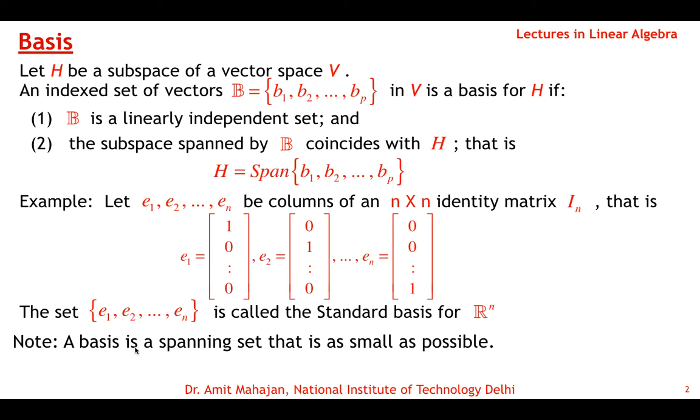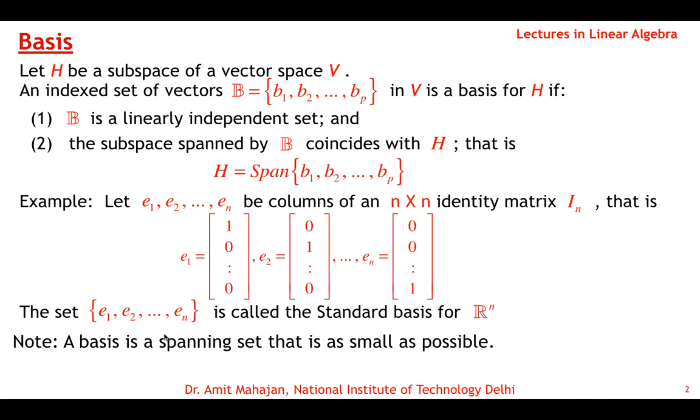So what we learned here is two small points: a basis is a spanning set that is as small as possible. Clearly, if this is a basis, then it is a spanning set, meaning it spans the space for which it is a basis, and it is the smallest possible such set. That means if you remove one of the vectors from this set, then the set after removing one vector will not span H. It will not span the whole of H. There will be some vectors x which cannot be written as a linear combination there.